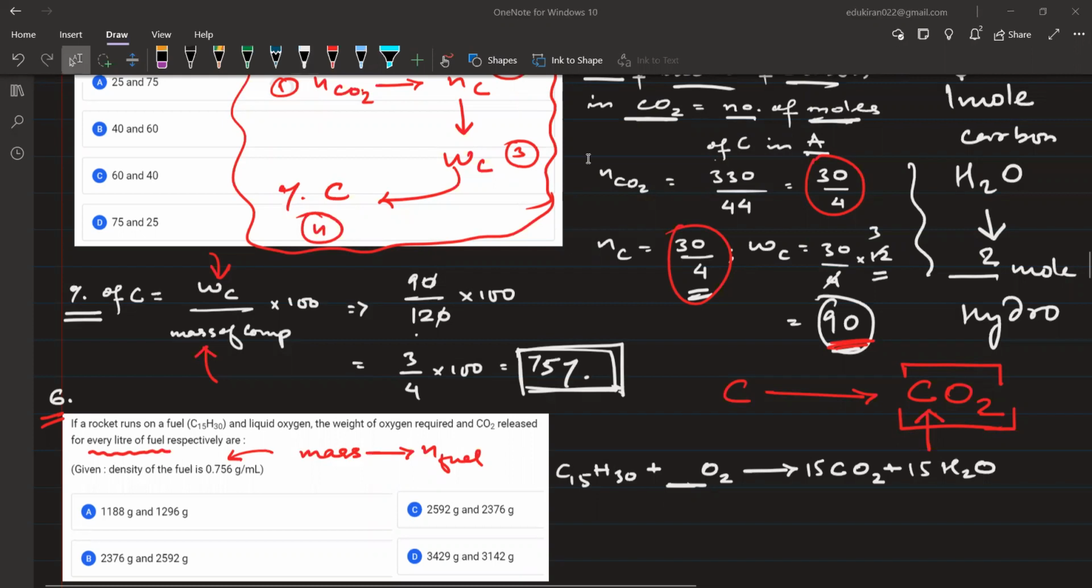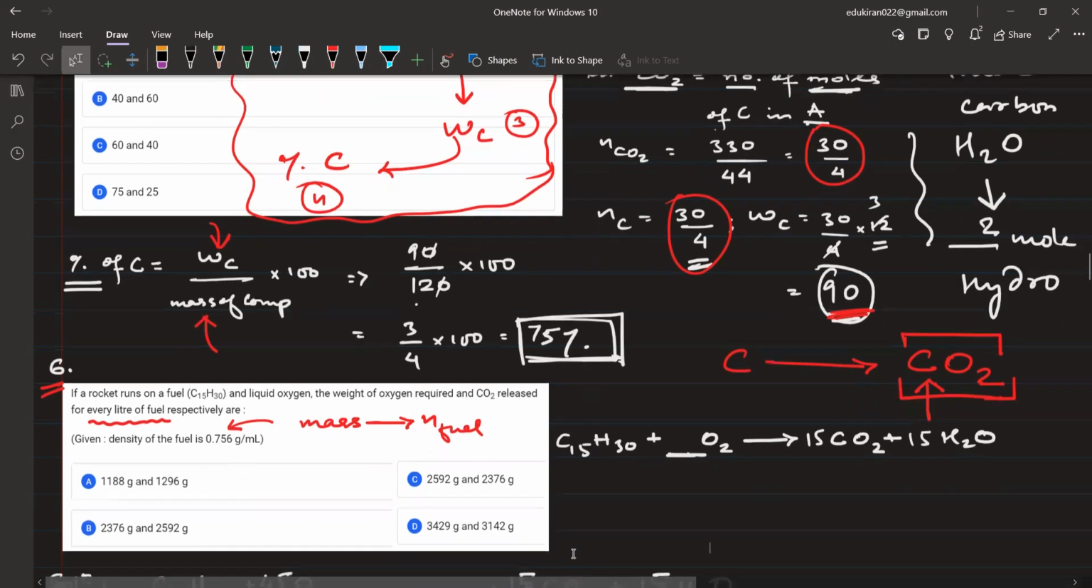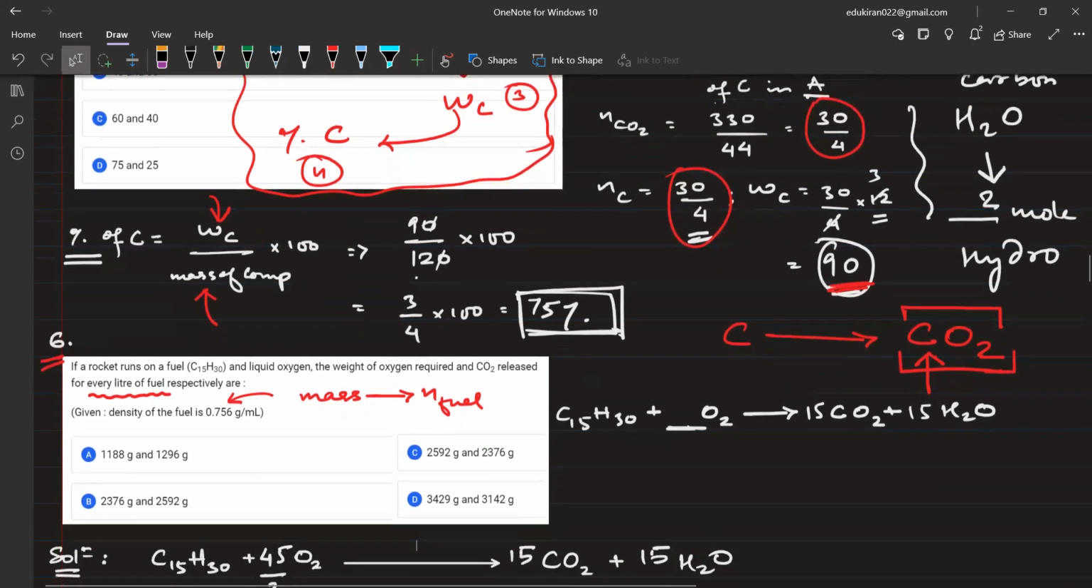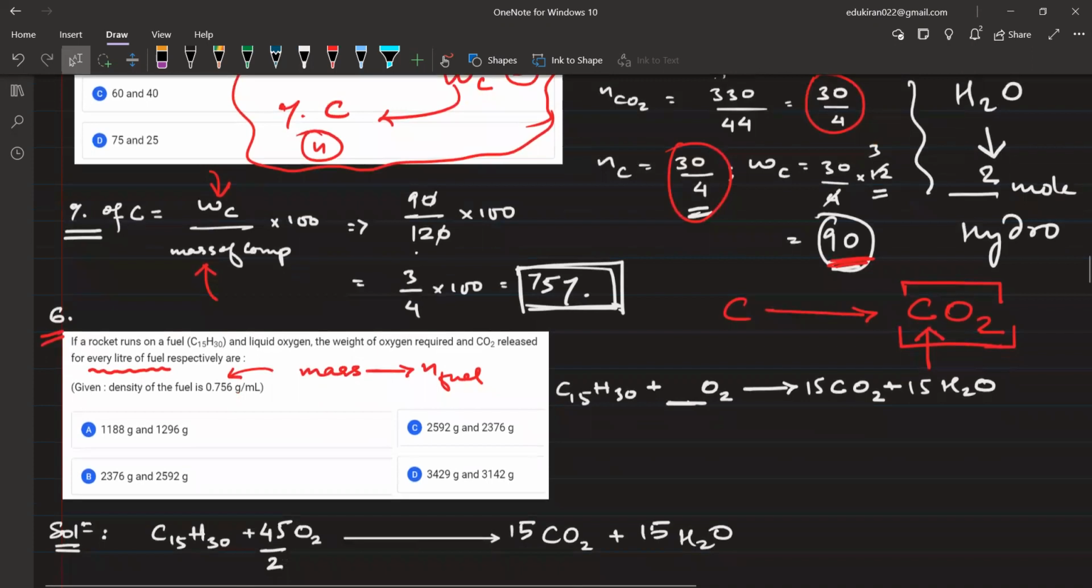Yes Krishna, very good. Let's see, you have done it up to here. Now what do you need to calculate? You need to calculate the number of moles of the fuel. Calculate the number of moles of the fuel. It is the same thing to do: number of moles of this divided by the stoichiometric coefficient, number of moles of this divided by the stoichiometric coefficient.